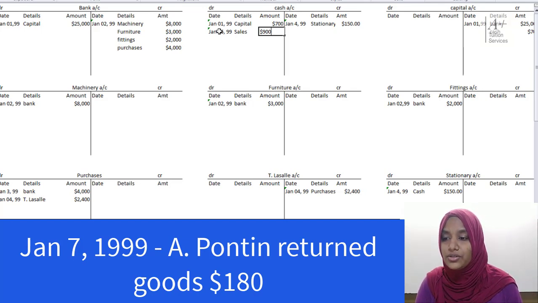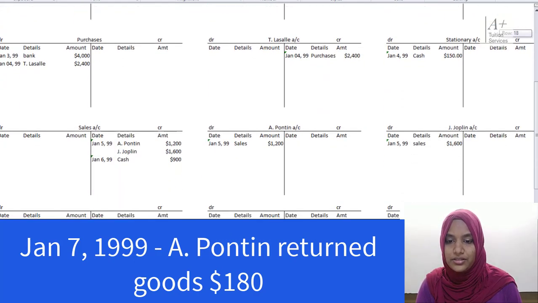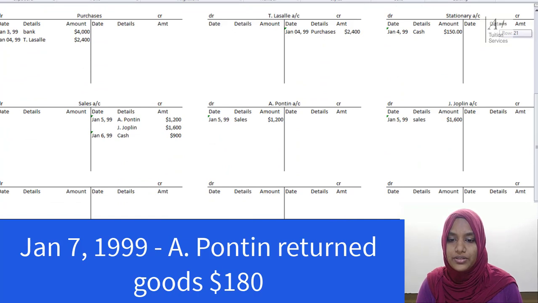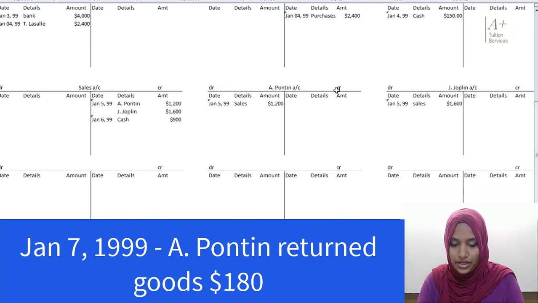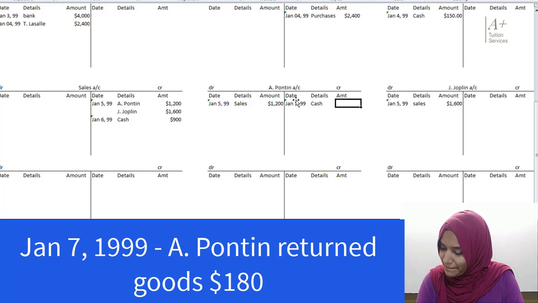Pontin return goods. So we have to find back A. Pontin's account, and it will be $180, right? So wherever you see A. Pontin, which is right here, we go in January 7th, 99. We have cash. Once you don't specify bank, we usually say it's cash, and he returned $180 in goods.